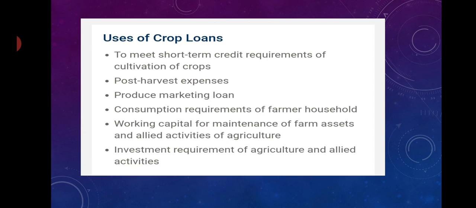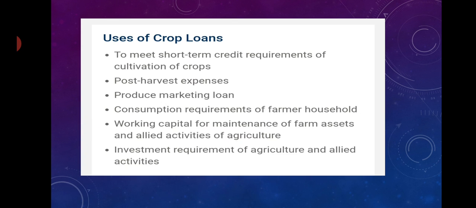Okay, now what are the uses of the loan when you borrow the crop loan from the bank? The first is to meet the short-term credit requirement of the cultivation of crop. Always remember, the crop loan is provided on a short-term basis. What is the period of short-term basis? It is just 18 months. In your language you can say that it is 1.5 years.